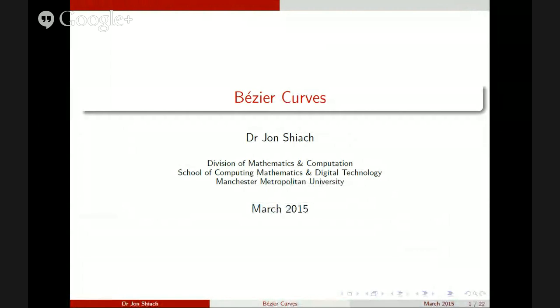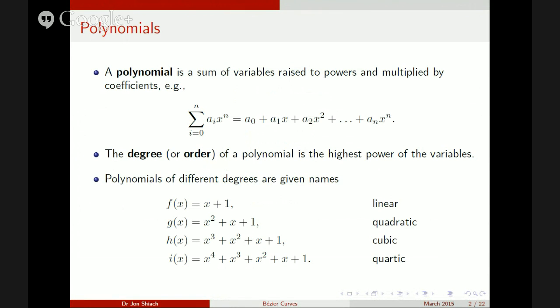I think it is meant to be pronounced Bézier, but I'm not a French speaker, so I'm going to refer to it as Bezier. Okay, what we're going to be looking at today when we look at Bezier curves is essentially polynomials.